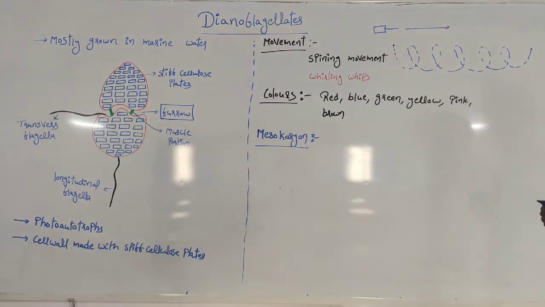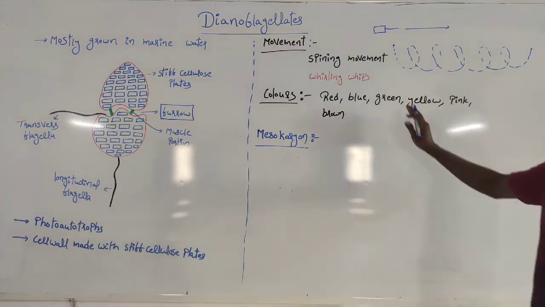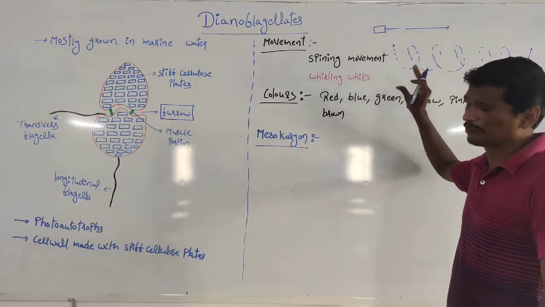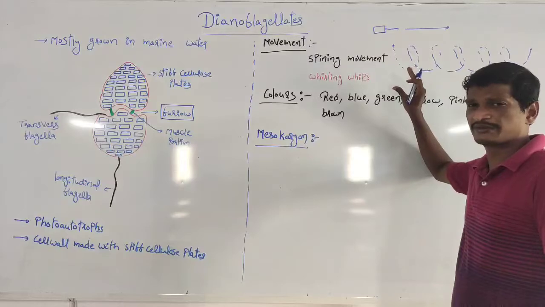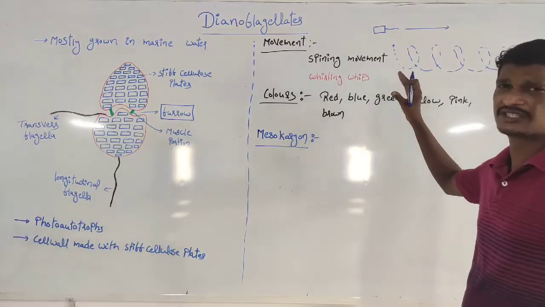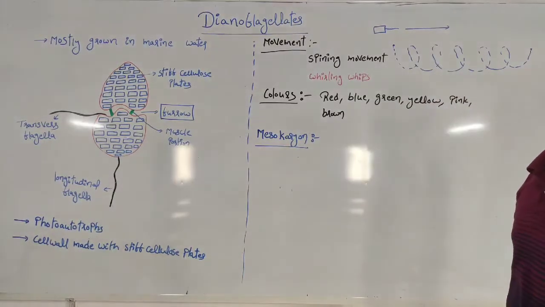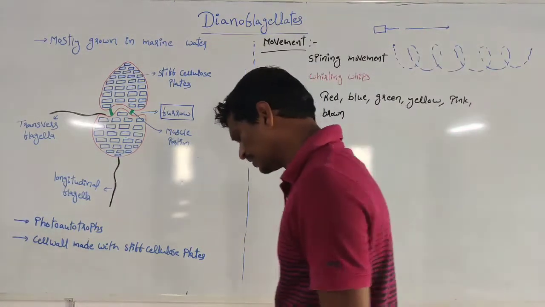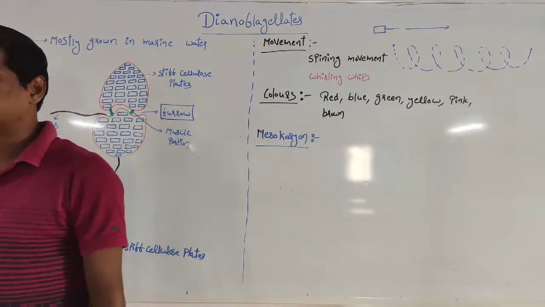So this kind of movement is called spinning movement. These are called whirling whips. The motility of these organisms is quite different from all the others, and that's the reason these organisms are called whirling whips. That is about the movement of the organisms.